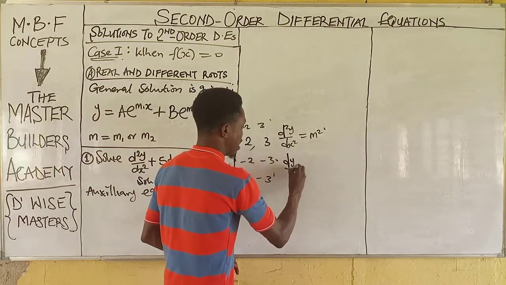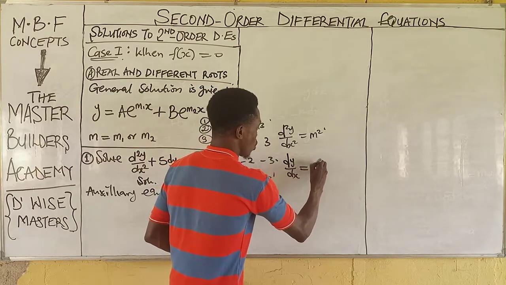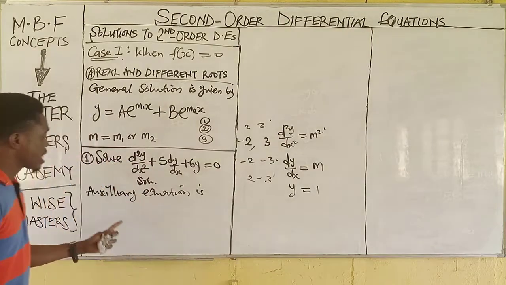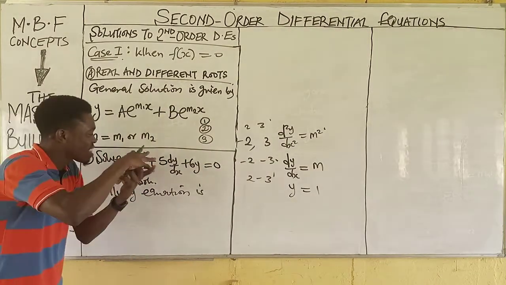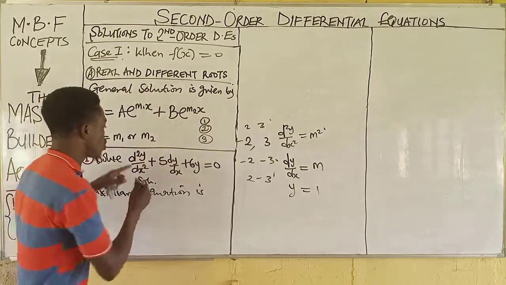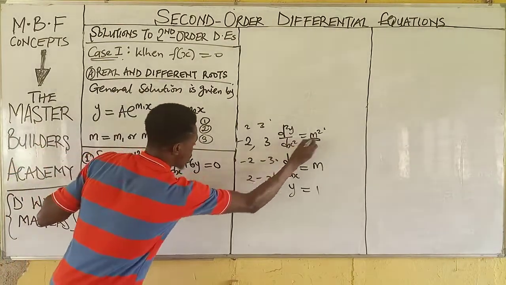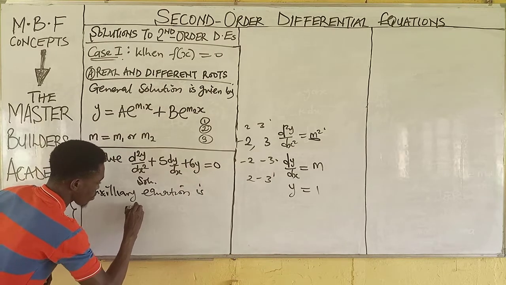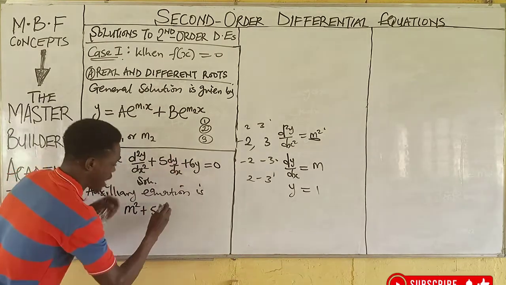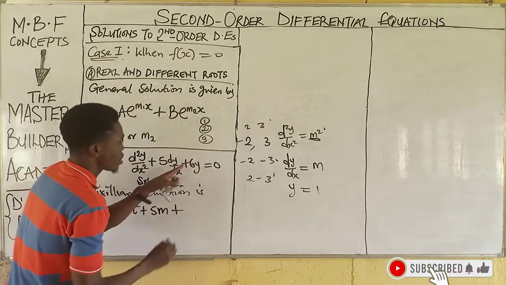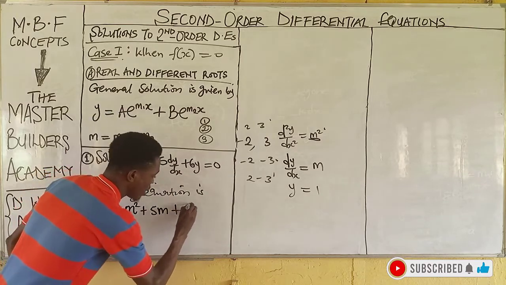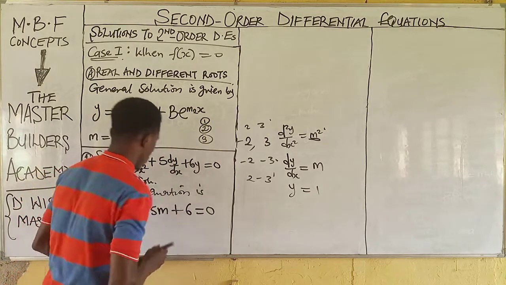Then dy over dx is equal to m and y is equal to 1. Hope you still remember this. So that's exactly what we are going to do. To convert any second order differential equation to its auxiliary equation, all you need to do is to replace this by m squared, then plus 5 multiplied by dy over dx, and dy over dx is taken as m, plus 6 multiplied by y, and this will have 6 multiplied by 1, and 6 times 1 is 6, equal to 0.